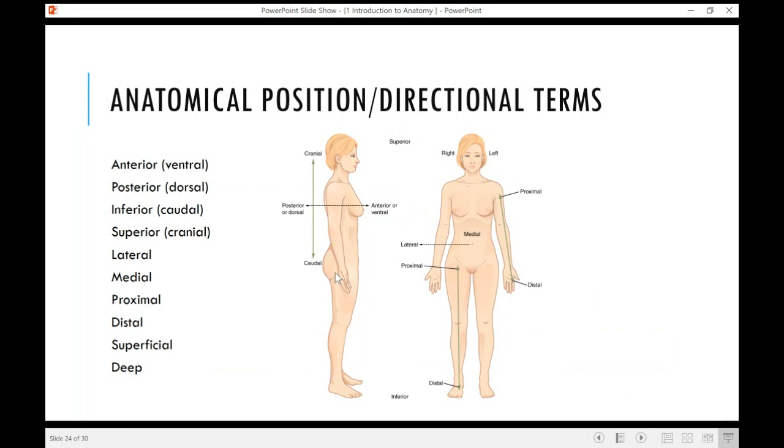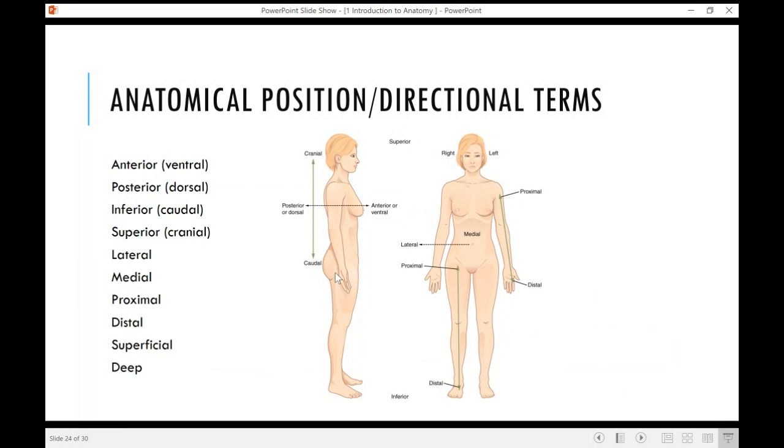And then posterior is going to be on the back. You can also use dorsal, like a dorsal fin found on a dolphin. Inferior is also known as caudal. That's going to mean below. Superior is going to mean above, or cranial. Lateral is going to mean to the side. Medial is to the middle.